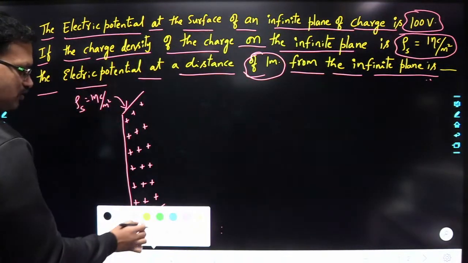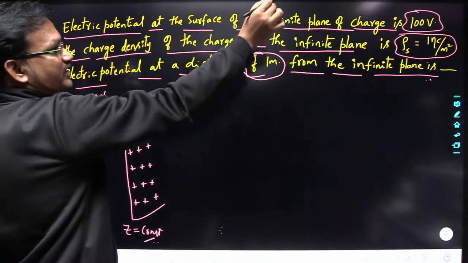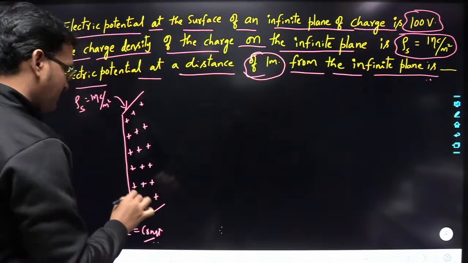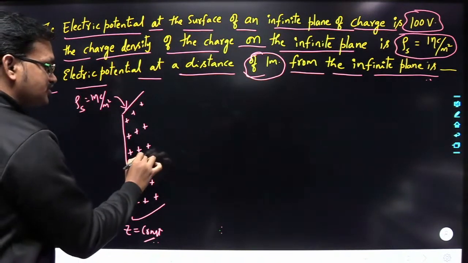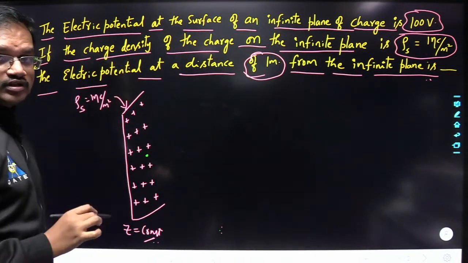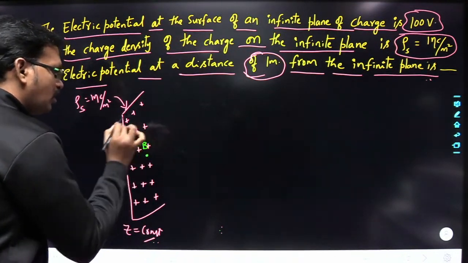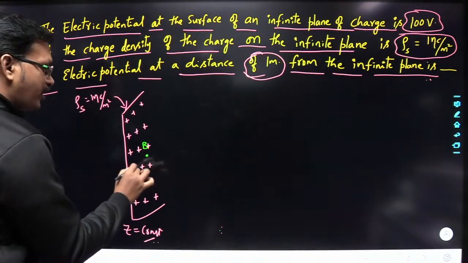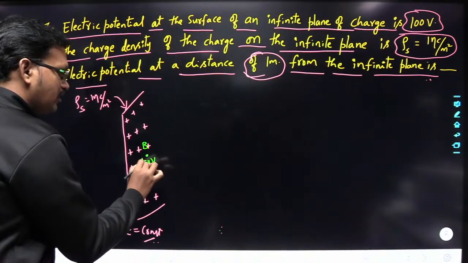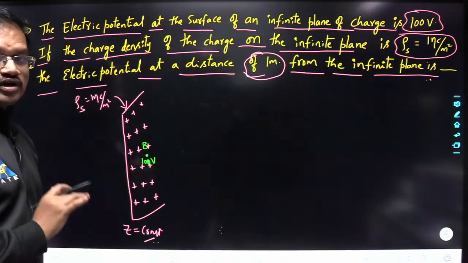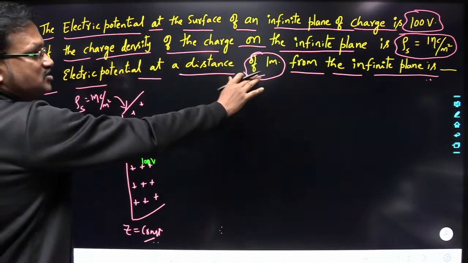Next, what they have given: the electric potential at the surface of an infinite plane is 100 volts. So on the surface of this infinite sheet charge, they have given the potential as 100 volts. Let us consider a point B on the surface of the sheet charge; at this point B the potential is 100 volts.